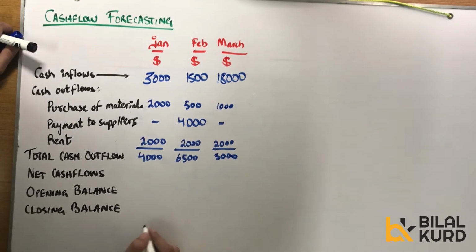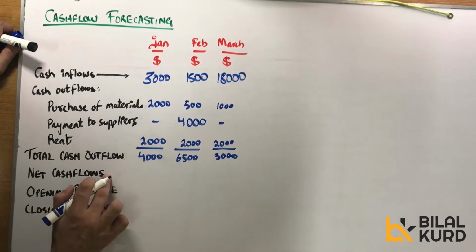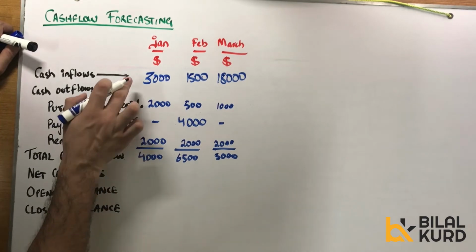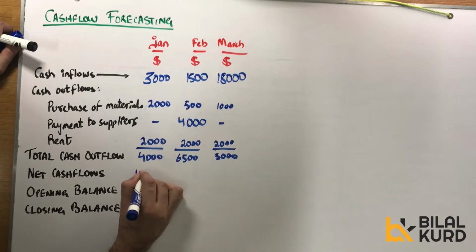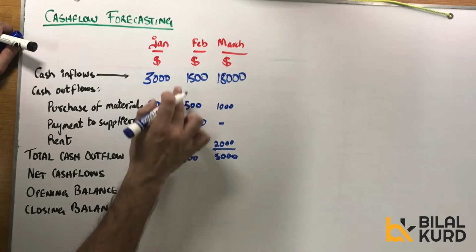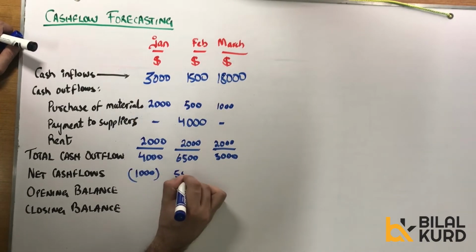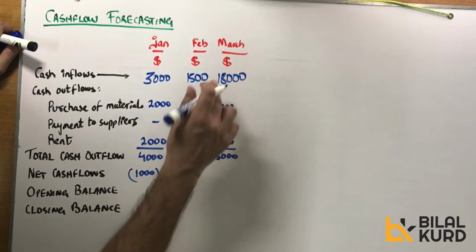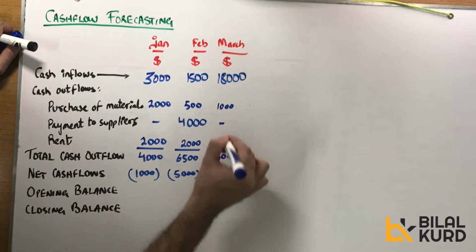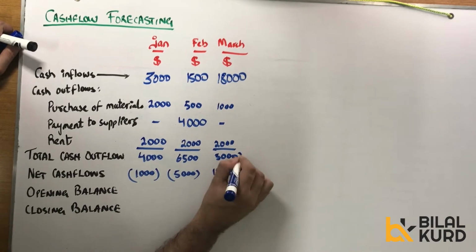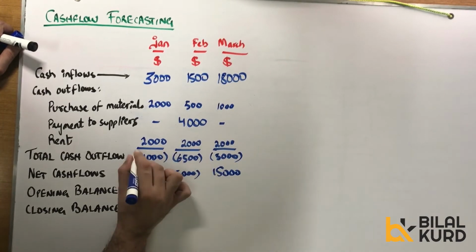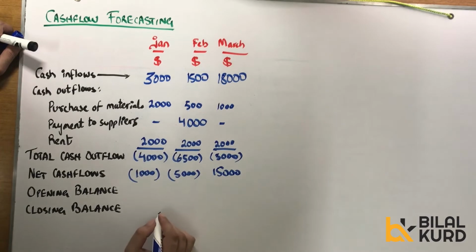Now, in order to calculate the net cash flows, you need to subtract cash outflows from cash inflows. In this case, it becomes 1,000 negative. In this case, it becomes 5,000 negative. And in the month of March, it would obviously become 15,000 positive. So these are negative values and these are positive values.